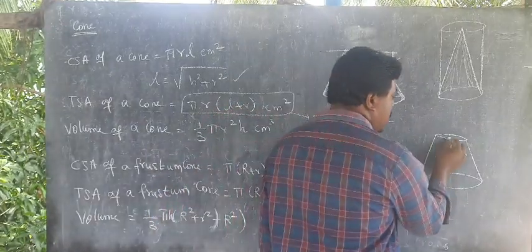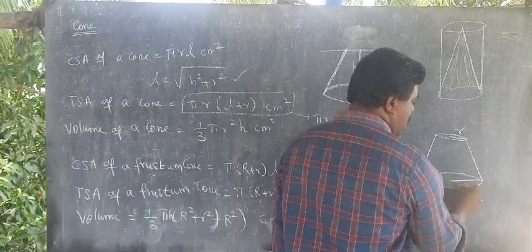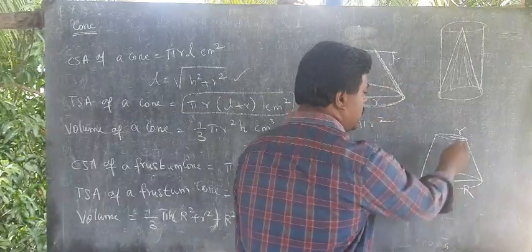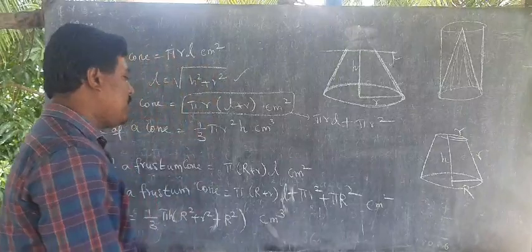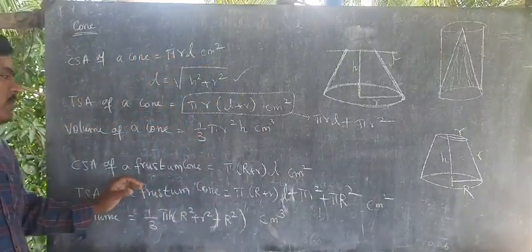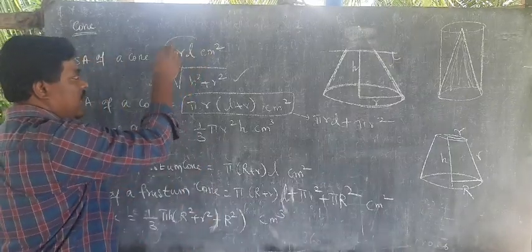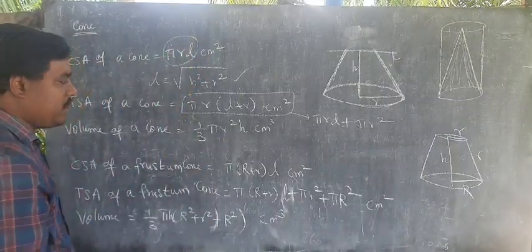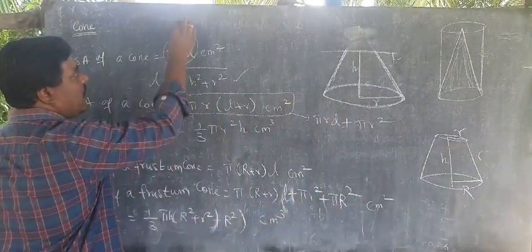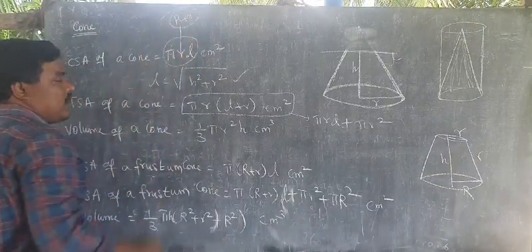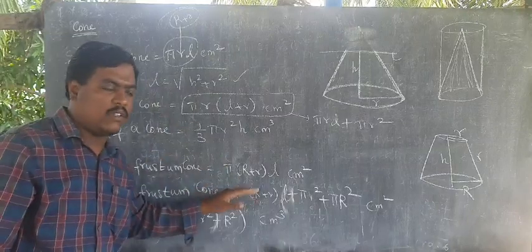Here we have one small r and a long capital R, and the height. So the CSA of a frustum of a cone is pi (R plus r) into L. Listen here: the CSA of a cone is pi r L. For a frustum we have one small r and one capital R. So we replace r with capital R plus small r. By using this formula we can derive the frustum of a cone also, right?